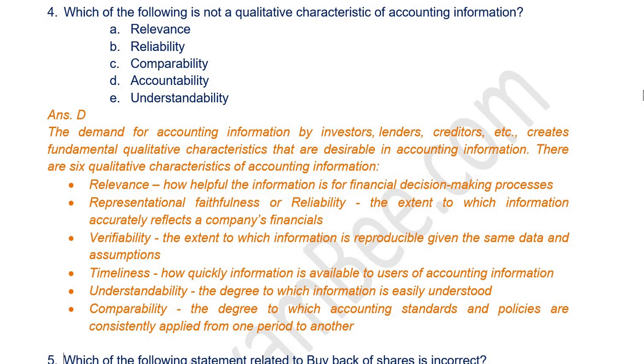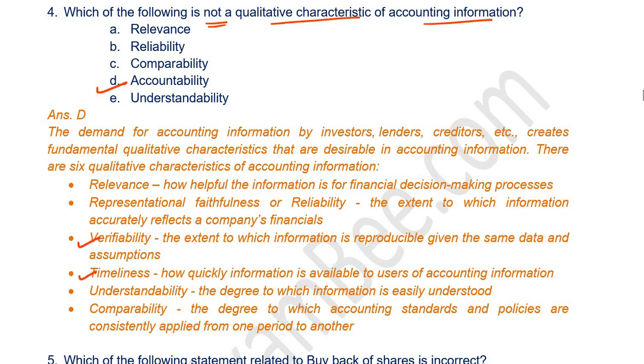There was a question on accounting information: which of the following is not a qualitative characteristic of accounting information. So actually accounting information has 6 kinds of qualitative characteristics. One is your relevance, then it is reliability, understandability. So accountability is not one of the qualitative characteristics. The 6 qualitative characteristics, in addition to relevance, reliability, comparability, understandability, also include verifiability and timeliness.